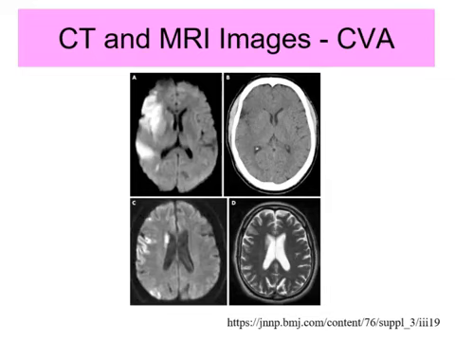So these are some examples of what CT and MRI images look like with a CVA. Look closely and see if you can identify the areas there.